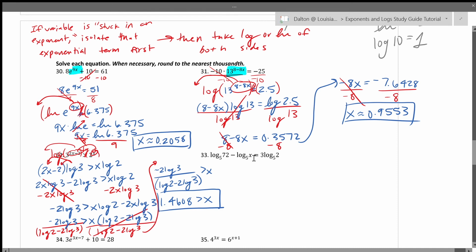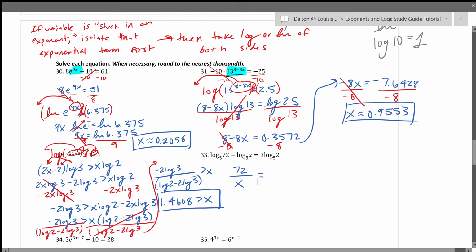And just like your exponent rules, when you're subtracting these, that means that we are dividing its components. So the log base 5 of 72 minus the log base 5 of x is the same thing as 72 over x. Okay, so the subtraction correlates to division of the inside terms. And that's going to equal the log 3 times the log base 5 of 2.